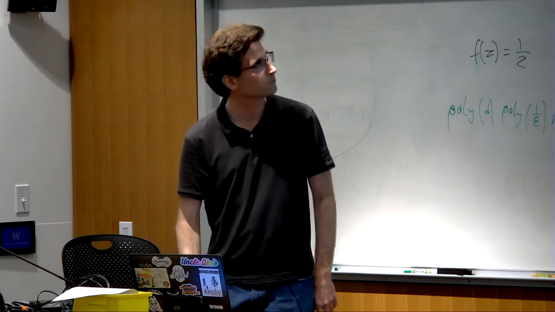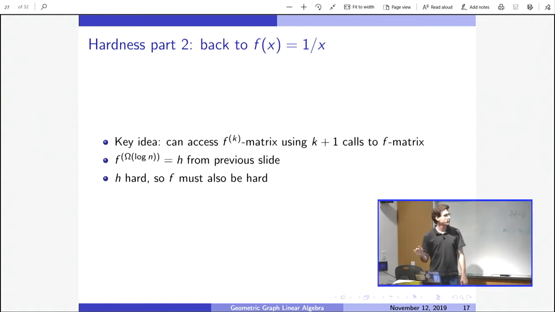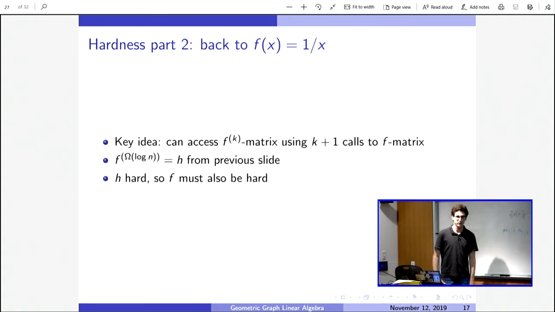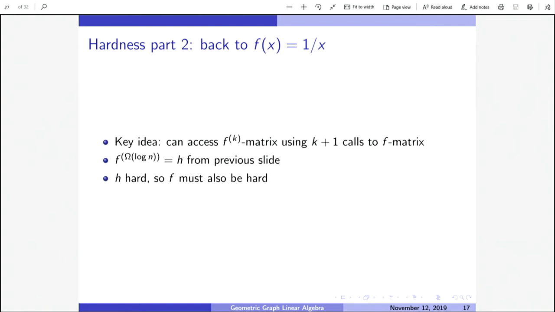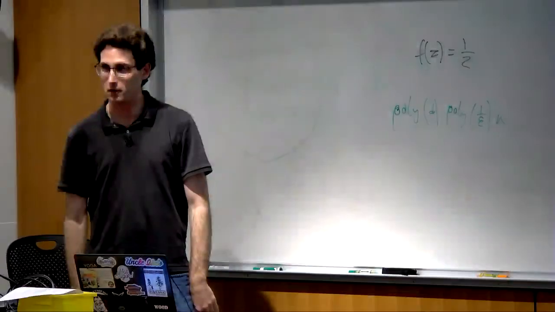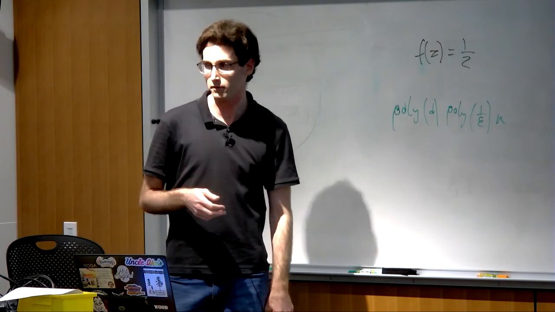Okay, so that was for a function h that is rapidly decaying. But f of z equal to 1 over z is not so rapidly decaying. So the question is, how could we show hardness for this? What we'll do is try to use our f multiplication algorithm to get access to a multiplication algorithm for a much more rapidly decaying function. Specifically, we'll do that by using linear combinations to take derivatives.